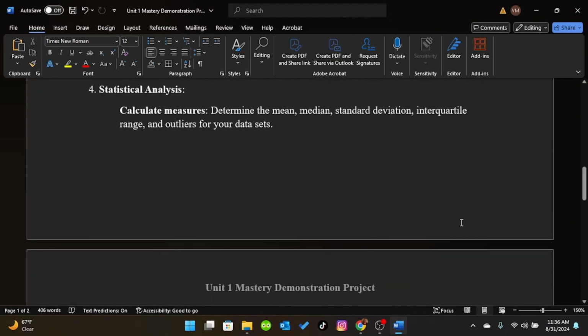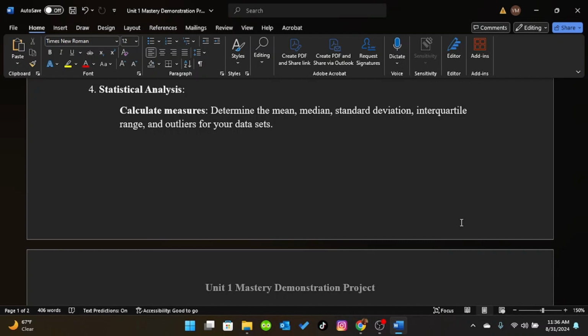Step number 4 is going to be your statistical analysis. You need to be able to calculate the mean or the median, whichever one you determine is appropriate. Remember, you're going to use the shape of the distribution to make that decision. Then you need to be able to calculate the standard deviation or the interquartile range, depending on which measure of center you said was appropriate because of the shape of the distribution.